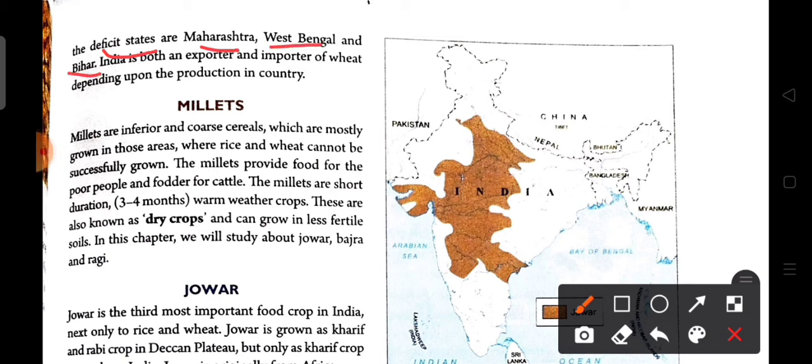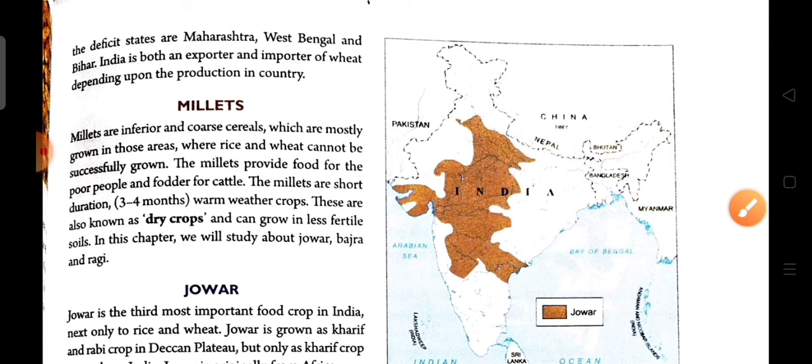So deficit states means that they are not self sufficient, and when the state itself becomes self sufficient in that production, then it gets the surplus production. So states like Maharashtra and West Bengal are deficit in production, which means they are not self sufficient in the production of wheat. India is both an exporter and importer of wheat depending upon the production. That means depending on the production, it can import and export wheat from other countries or other states.